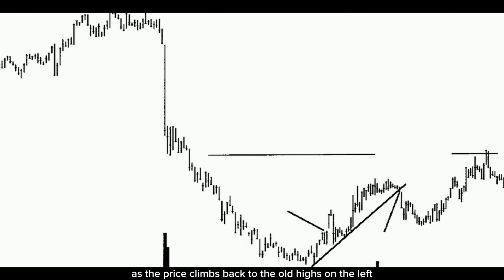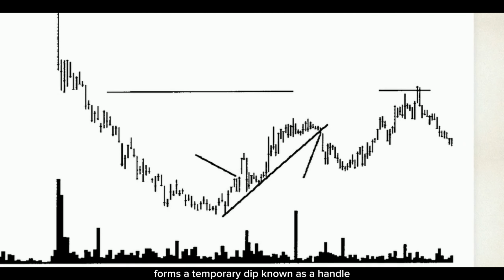As the price climbs back to the old highs on the left, sellers often step back in. This resistance forms a temporary dip, known as a handle. The formation is not a valid trade until it clears that final hurdle. The strict trigger requires waiting for the price to definitively close above the highest point of the right saucer lip, or above the high of the handle.